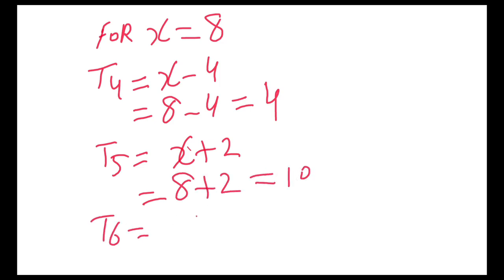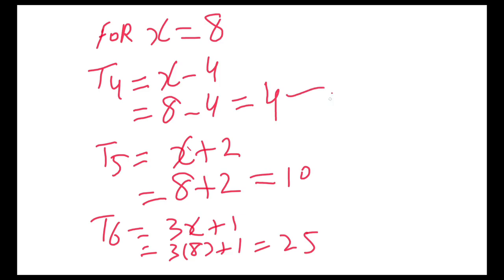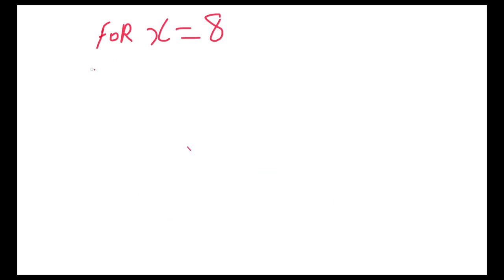T6 we have 3x plus 1. In place of x I'm going to put 8, so 3 times 8 plus 1. The answer will be 25. So we got term 4, term 5 and term 6: 4, 10, 25. This is the sequence. We need to find the nth term, the general term formula.